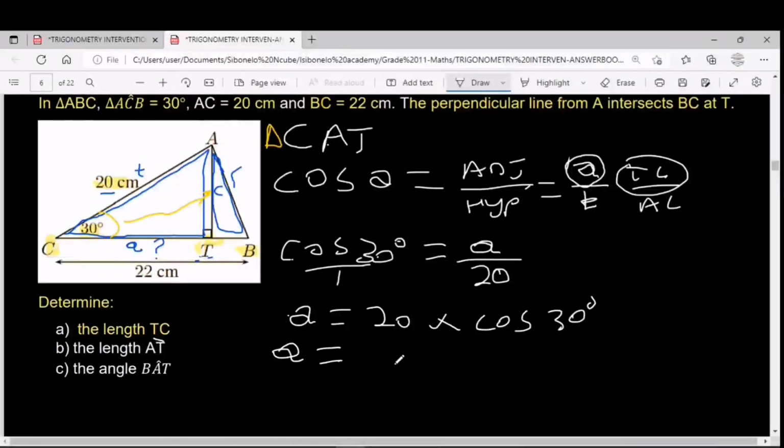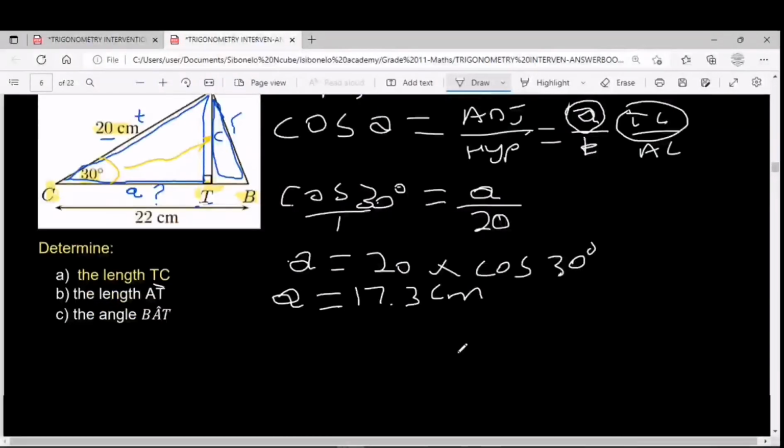10 square root 3. 10 square root 3. Okay, we make it a decimal. It is 17.32. So that is, you take one decimal, so it's 17.3 cm. Yes, 17.3 centimeters.